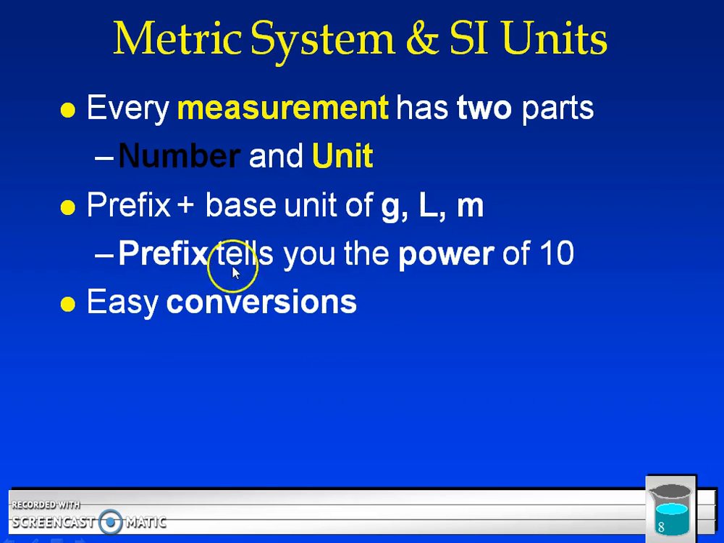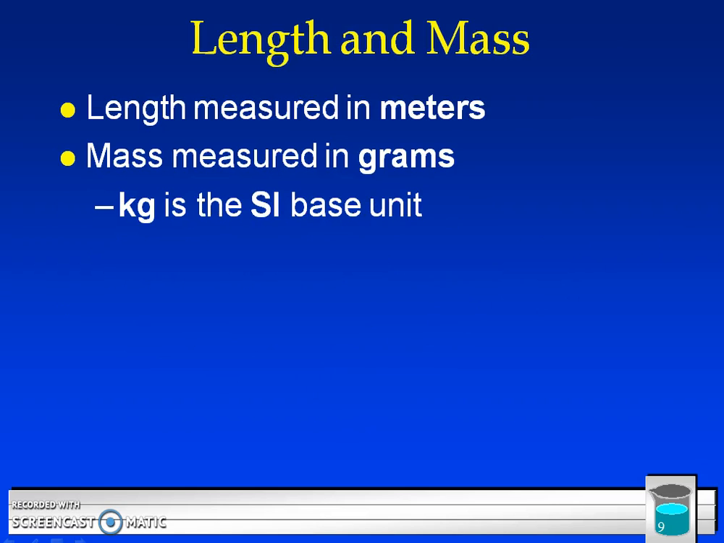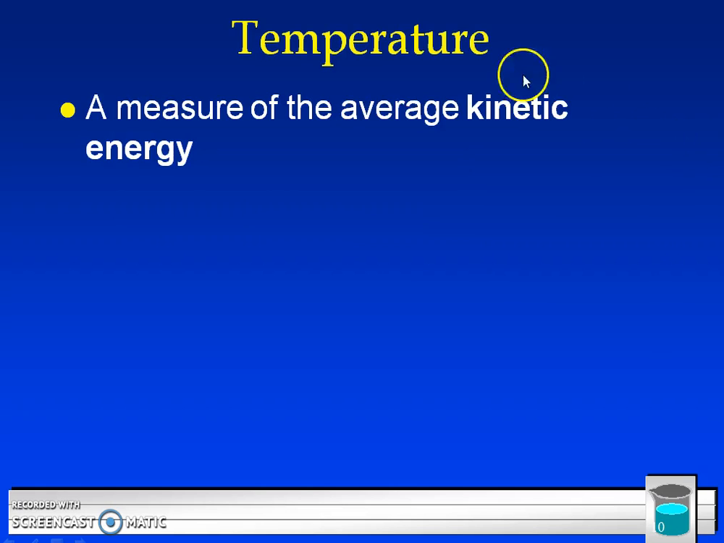The reason for these SI units is that they are easy to convert because they're powers of 10. If we look at length and mass, length is measured in meters, mass is measured in grams. We want to remember that the SI base unit, or the international system of units, is the kilogram for mass. That's the weird one. Temperature, we want to remember, is the kinetic energy, and it always goes back to that energy. We talked about that before in previous PowerPoints.